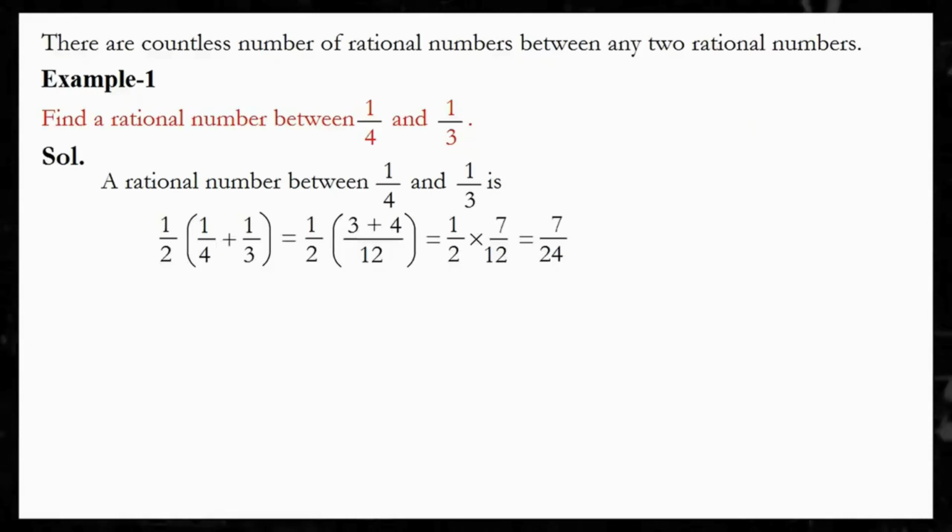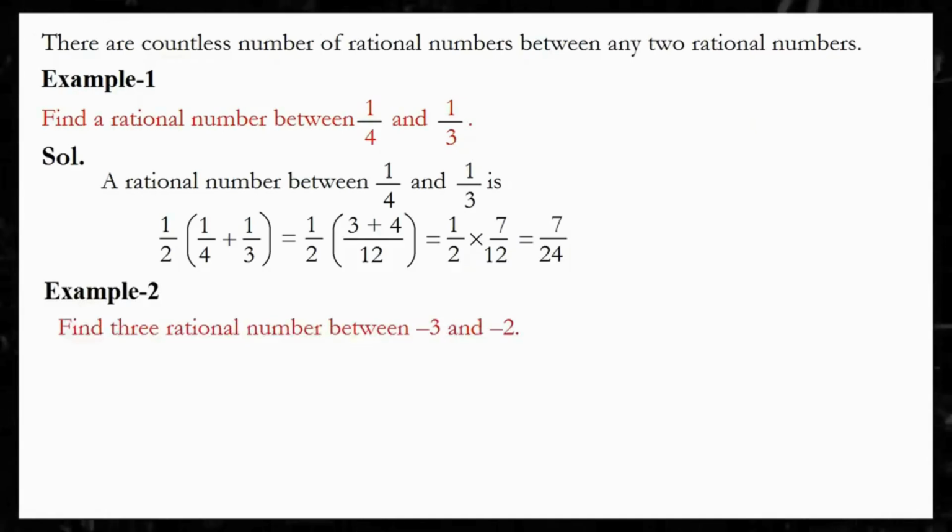(1/4 + 1/3) is equal to 1/2 multiplied by (3 + 4)/12, which is equal to 1/2 multiplied by 7/12, which is equal to 7/24.